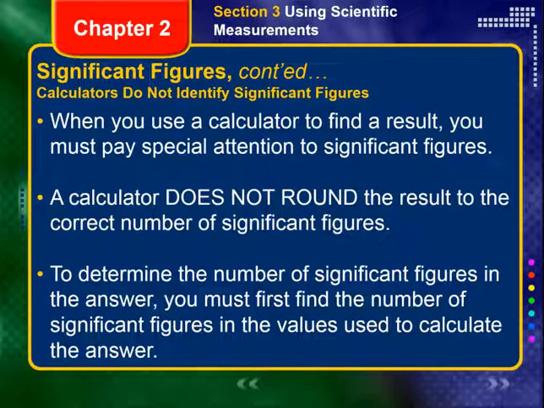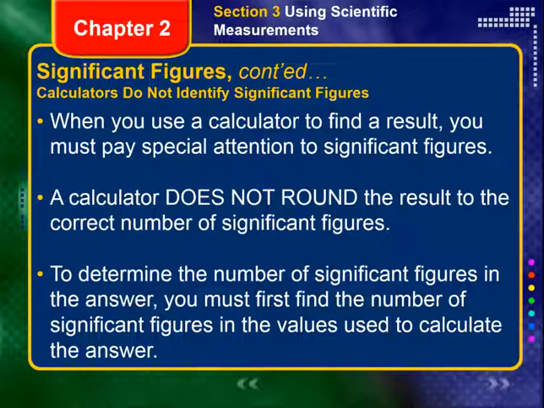When you use a calculator to find a result, which you will do, you must pay special attention to significant figures. A calculator does not round the results to the correct number of significant figures. It just doesn't. There's no setting that you can change. It includes as many numbers as it possibly can, and it trusts that you will report the appropriate number of significant figures. If you write down every single number your calculator is showing, you're most likely going to get docked for an incorrect number of significant figures.